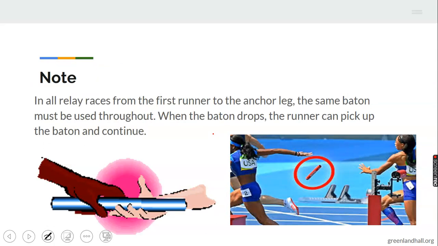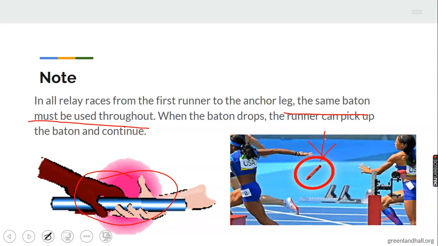Now, there's something very important for us to note here. You can see the baton over here. And this is the baton. So in all relay races, from the first runner to the anchor leg, the same baton must be used throughout. You cannot bring a baton from your house and say, oh, sorry, coach, I have a better baton that we can use, and let me put it in my pocket. No. It's the same baton. We use the same baton.